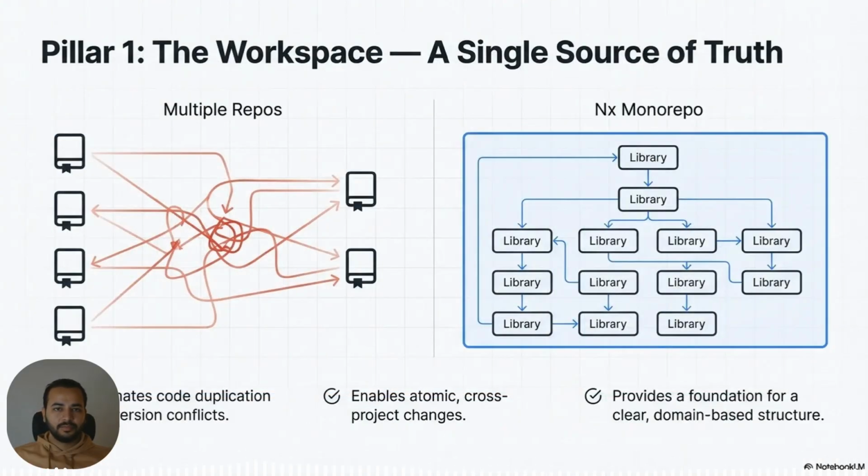All right, let's dive into pillar one, the workspace as your single source of truth. Take a look at this comparison. On one side, you've got multiple repositories, features, or domains with their tangled dependencies and version conflicts. It's a mess, right? On the other side, there's an NX monorepo with its clean hierarchical structure. The difference is night and day. The monorepo approach eliminates code duplication and adds proper boundaries between features. It also eliminates these frustrating version conflicts. It lets you make atomic changes across projects, and it gives you a solid foundation for a clear domain-based structure. This unified approach is absolutely essential for managing complexity.